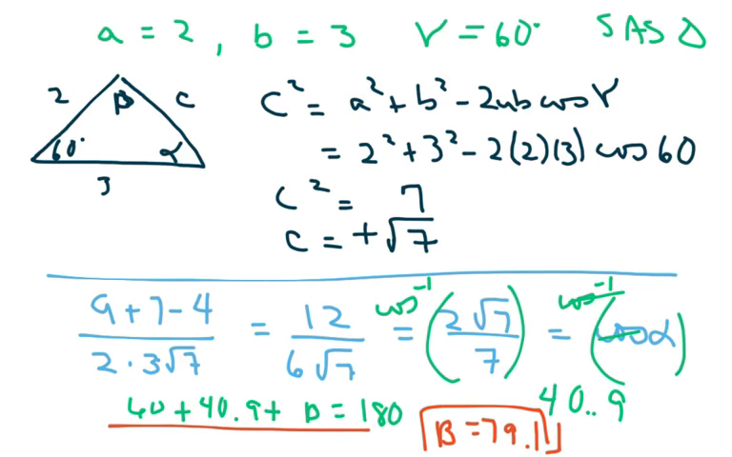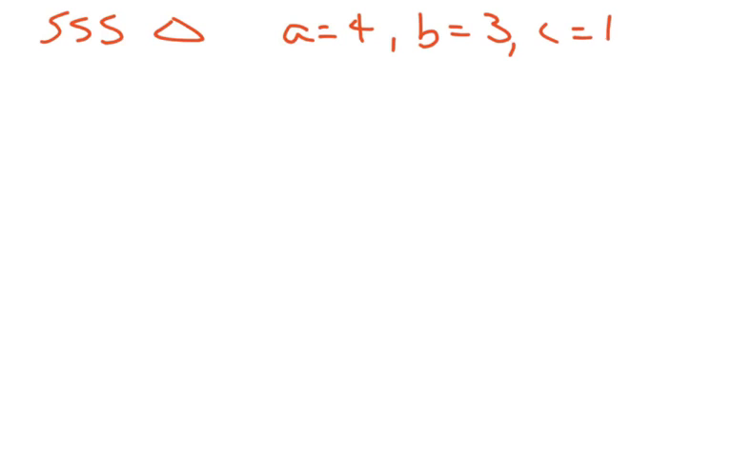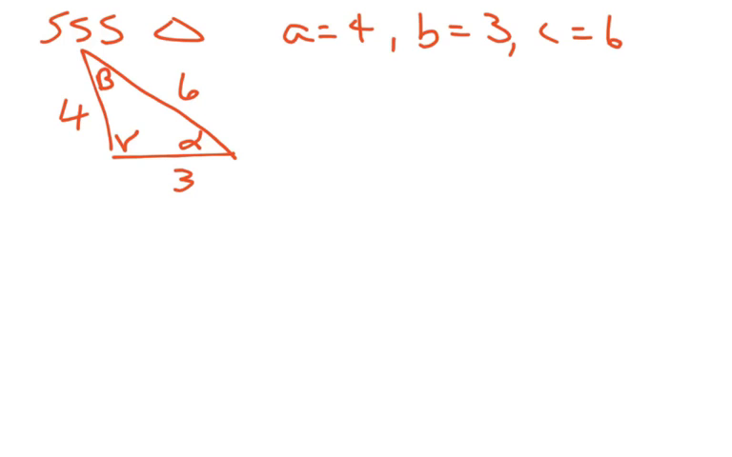Okay, now let's do the side-side-side triangle, where a is 4, b is 3, and c is 6. I'm going to draw it like this. This is b, so this would be beta. This is 4, so this would be alpha. Gamma, the side across from gamma, is 6.